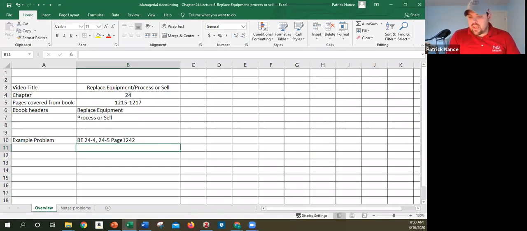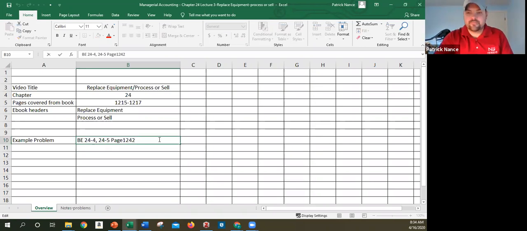Okay, now we're going to look at another differential analysis part of the chapter. We're going to look at whether to replace equipment, and then we're going to look at a process or sell. This is chapter 24, Managerial Accounting, page 1215 to 1217. And we're going to look at brief exercises 24-4 and 24-5 on page... actually, I got that wrong. 1243, not 1242.